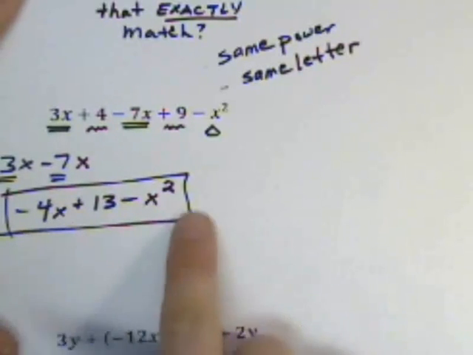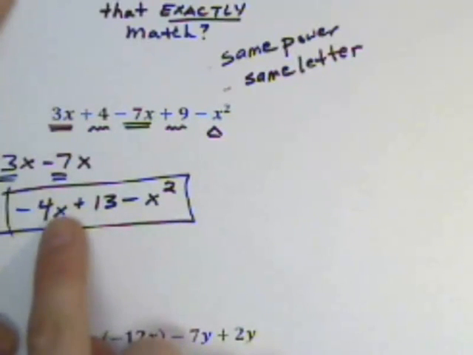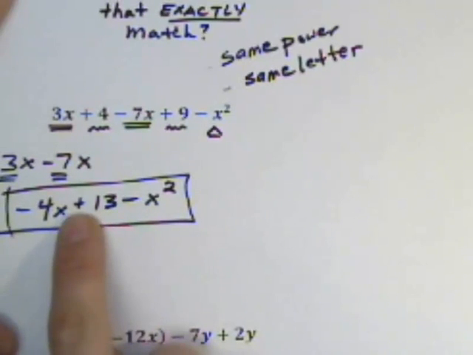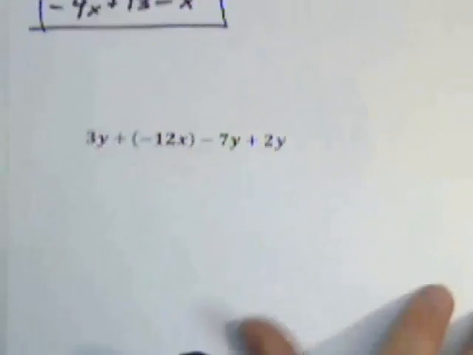Because x to the first power is not the same as x to the second power. That power, that floating number, does make a big difference. And of course 13 doesn't even have a letter. It's not even in the game. It's just hanging out right here, attached by a plus. This is fully simplified. Let's look at another example.